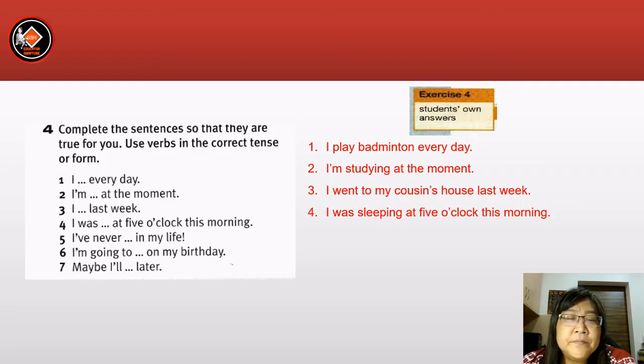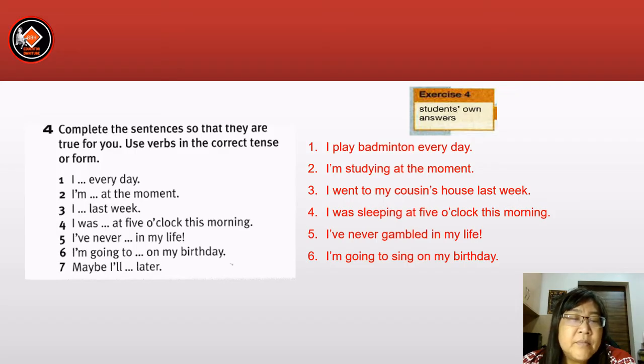I've never blank. So you can say, I've never gambled in my life. Number 6, I'm going to blank. You can write, I'm going to sing on my birthday. Maybe I'll blank. So you can write, maybe I'll go to the cinema later.